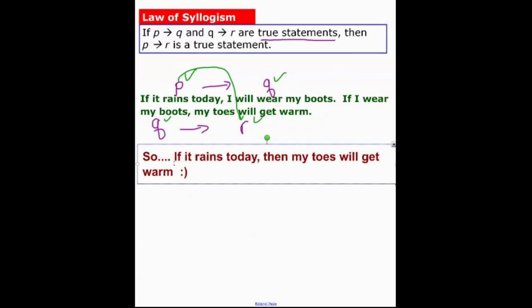Okay? And that is the essence of the law of syllogism. I'll have a story for you on Friday, and maybe we'll watch another one of those videos, and we're going to get into more details because this can get a little tricky actually. It's not as simple as it looks.